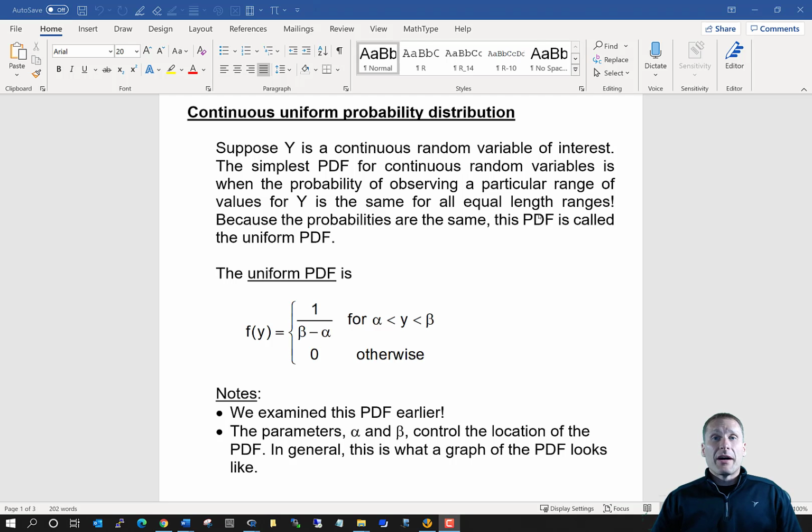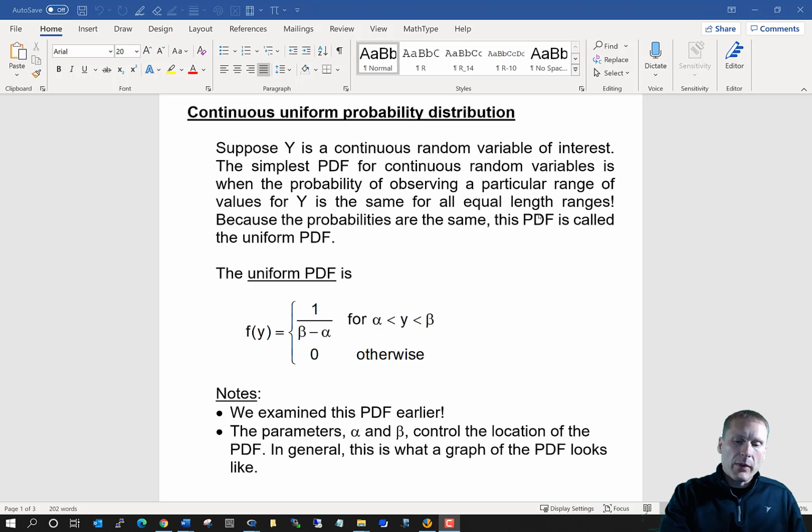Next, we're going to talk about the continuous uniform probability distribution. As you might expect from its name, the continuous is for continuous random variables, and the uniform corresponds to the fact that the height of the curve that we normally look at for a PDF of a continuous random variable is going to be equal across all possible values of y.